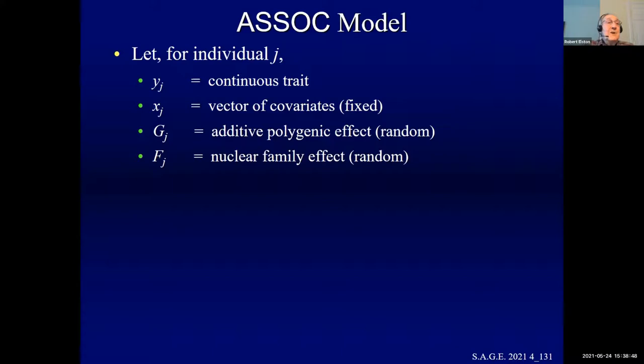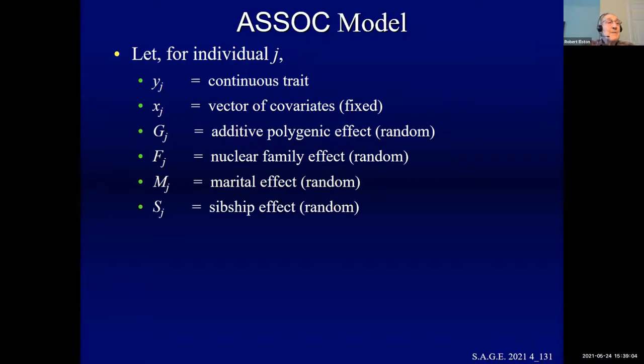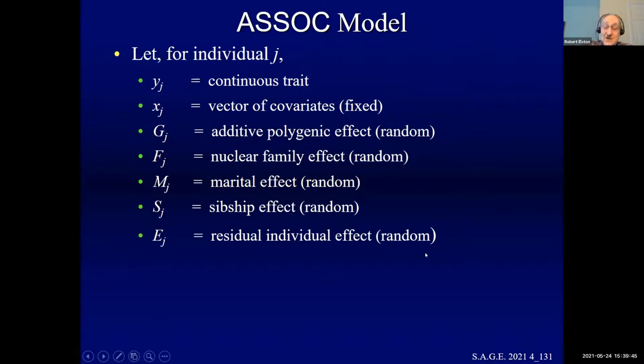And let FJ be a nuclear family effect, random, an effect that is common to all members of a nuclear family. And let MJ be a marital effect. It's also a random effect, something common to the two spouses. And let SJ be a sibship effect, a random effect. So if you only have sibships, then the nuclear family effect is confounded with sibships. And let EJ be a residual effect, also, of course, assumed random. The covariates are fixed in that we assume we know the covariate values for each individual. None of the others do we know, and we're going to estimate their variances.